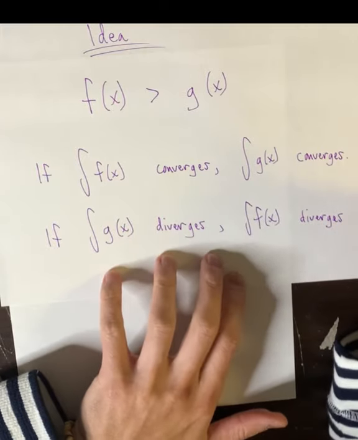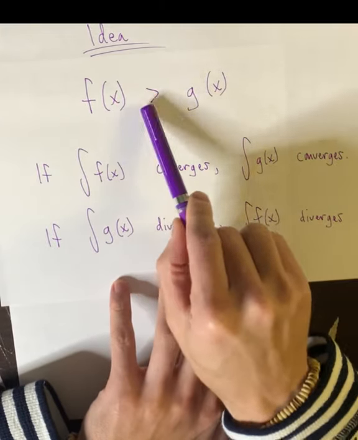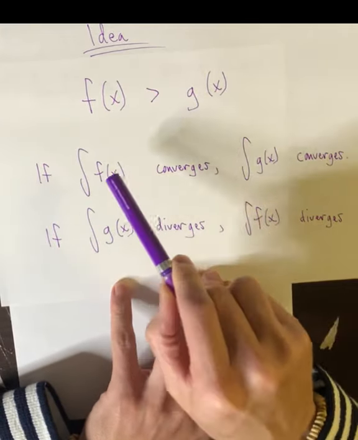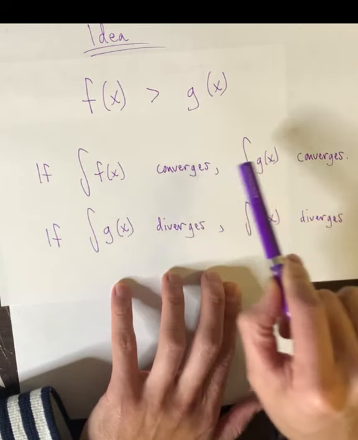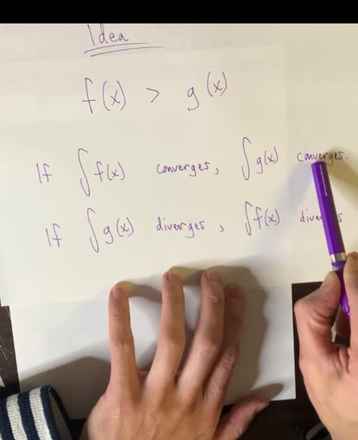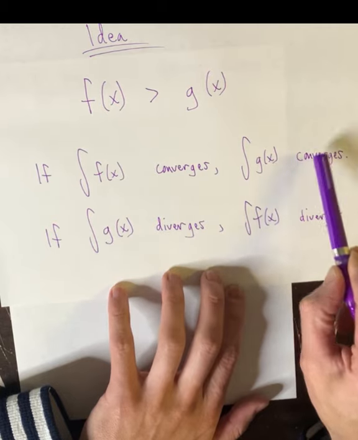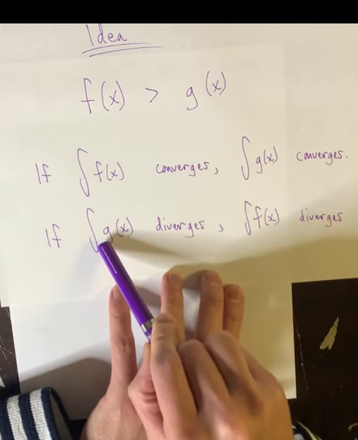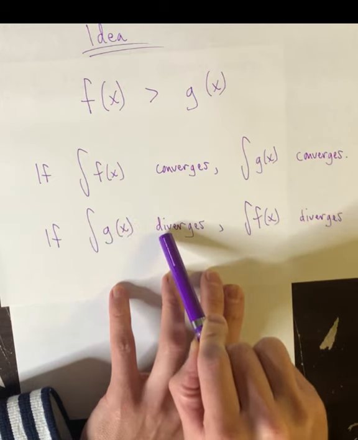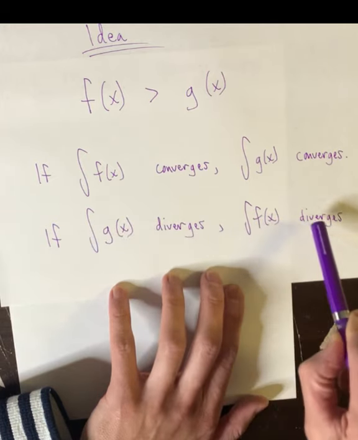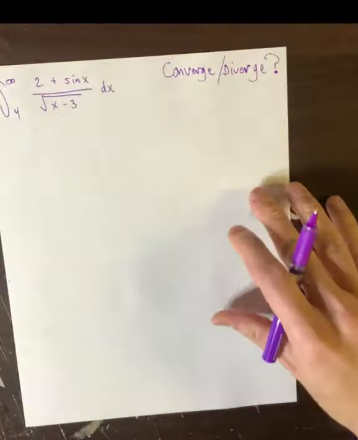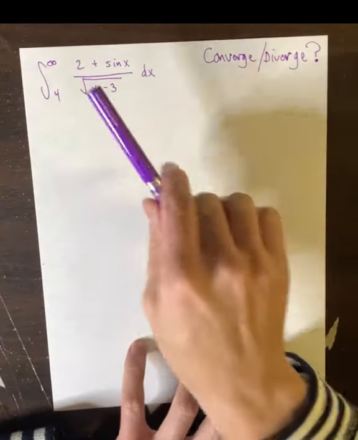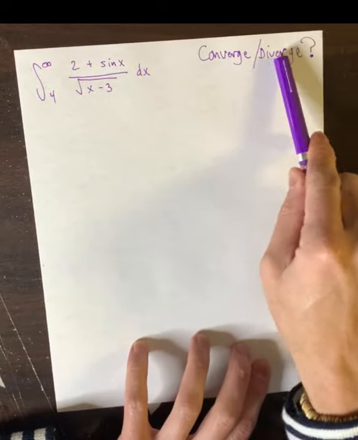So the general idea, if you have a function f that's bigger than g, then if the bigger integral converges, then the smaller one has to also converge. Also, if the smaller one diverges, then the bigger one also has to diverge. That's just the general idea. So looking at this problem here, we want to know if this integral converges or diverges. And the idea is to use the comparison test.